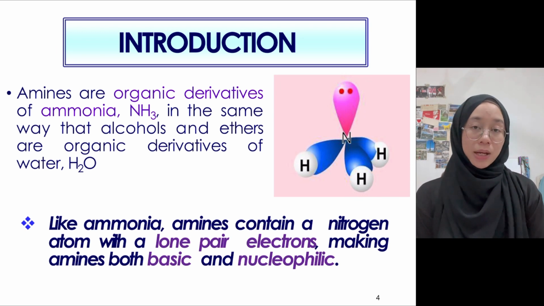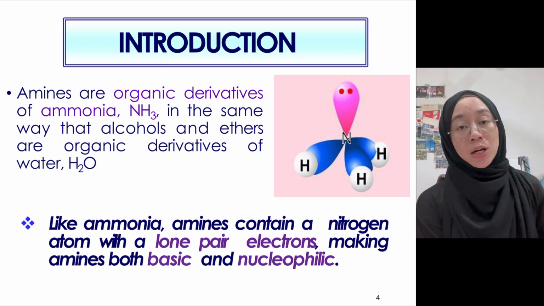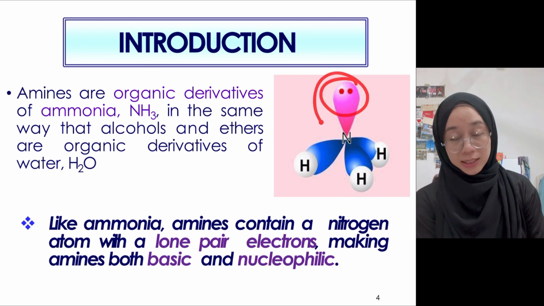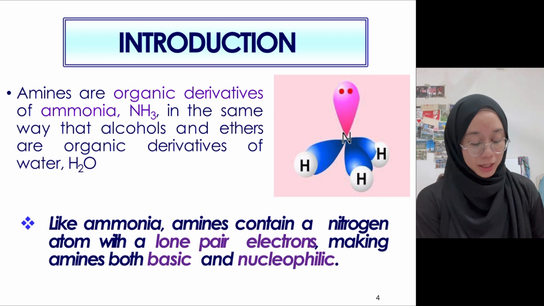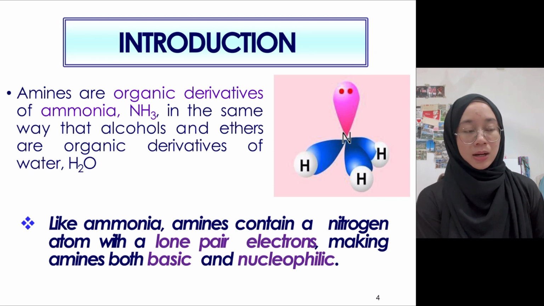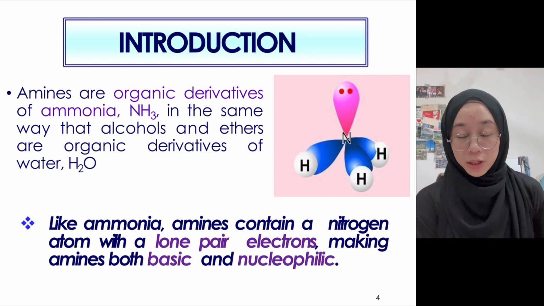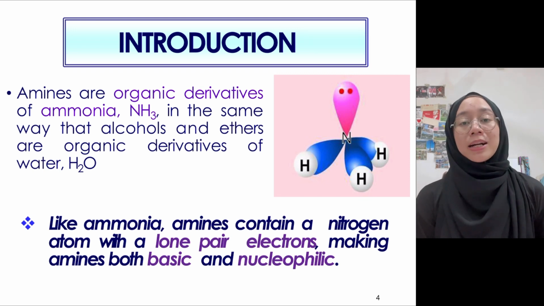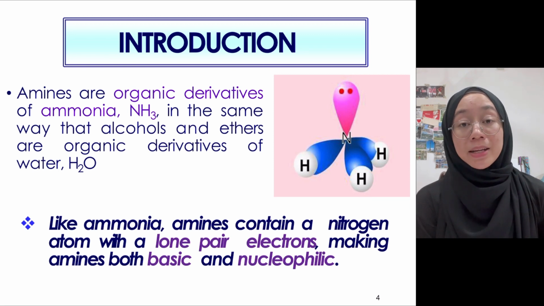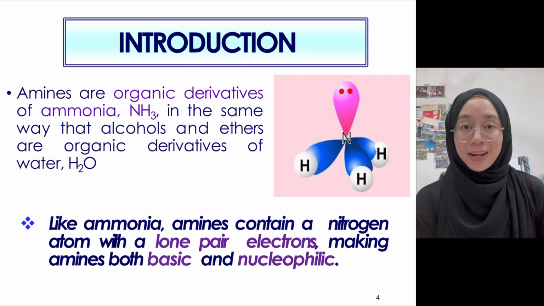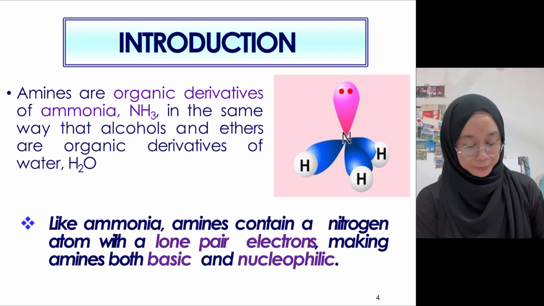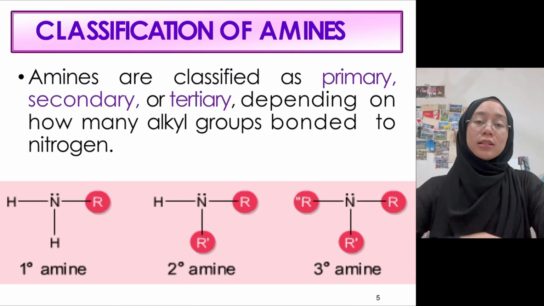Okay, so like ammonia, amine pun dia ada juga lone pair dekat bahagian N. Okay, so dia ada satu lone pair kat atas ni. Okay, disebabkan lone pair tu tadi menjadikan amine ni adalah very reactive, menjadikan dia sebagai polar molecule, and also at the same time dia akan jadi basic and dia akan jadi nucleophile. Okay, because dia ada lone pair dekat situ, so dia kaya dengan elektron lah, so dia akan act sebagai nucleophile. Okay. So classification of amine.